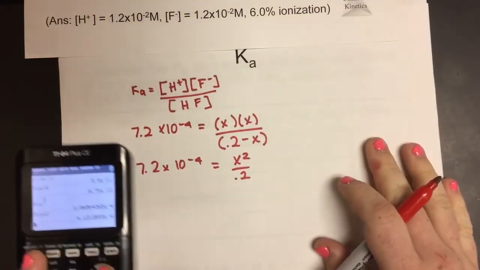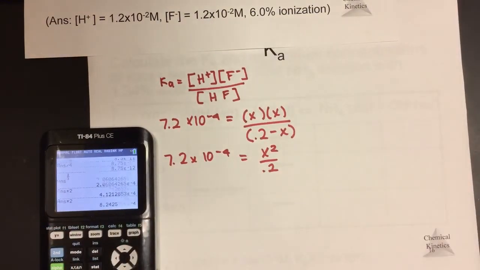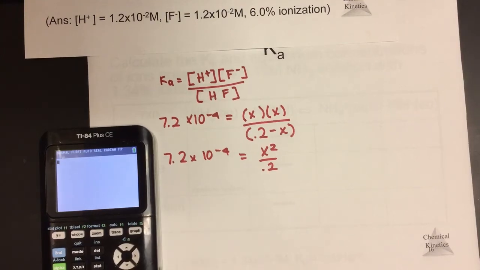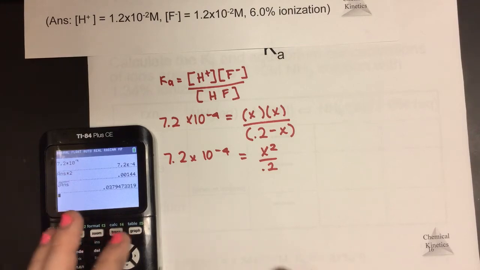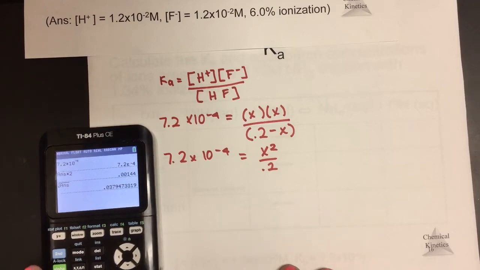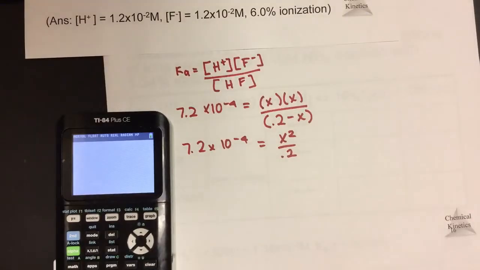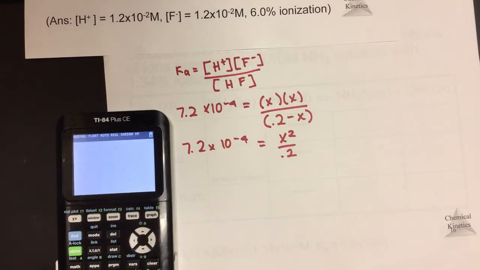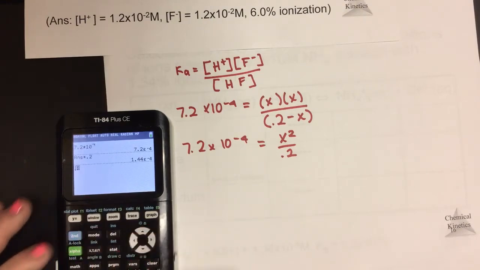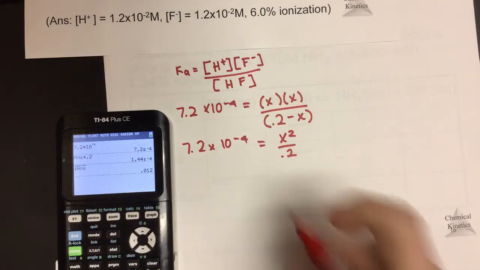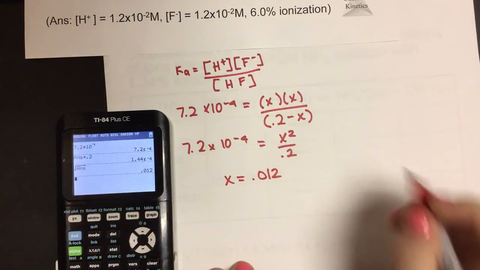So just doing this math now, all we have to do is plug it into our calculator. So you have 7.2 times 10 to the negative 4th, multiply that by 0.2, and now we're just going to take the square root of this. So it's going to be 7.2 times 10 to the negative 4th, and then we're going to multiply that by 0.2 and take the square root of that answer, which gives us X equals 0.012.